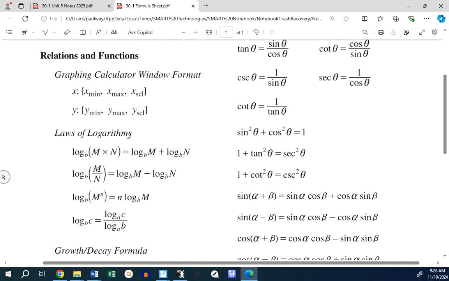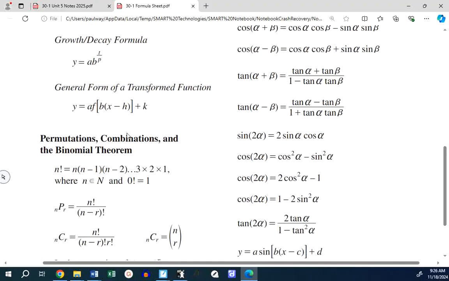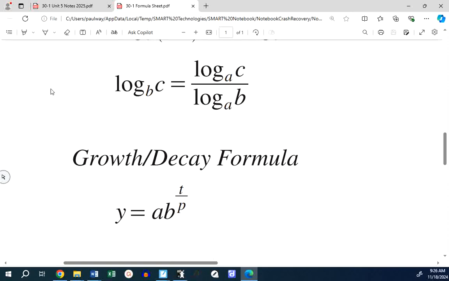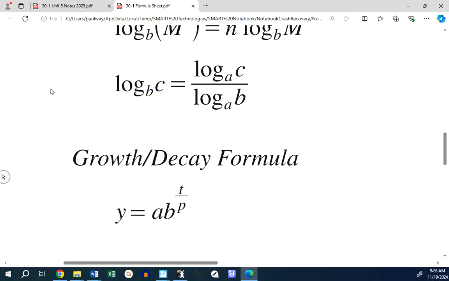It's underneath all of this logarithm stuff that we're going to be learning about in this unit, and it's above the general form of the transformation. It's called the growth and decay formula. We tend to use y for the quantity growing or decaying, and t for the length of time. So those are our variables, and the parameters are a, b, and p.